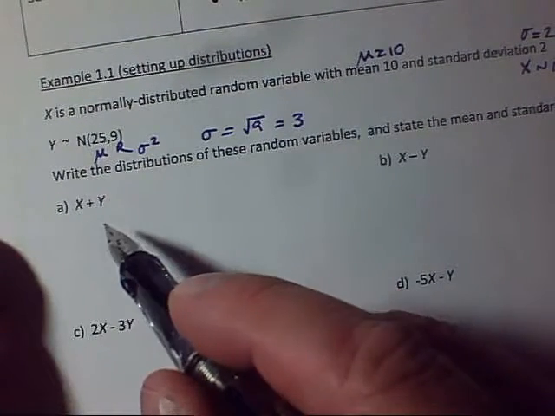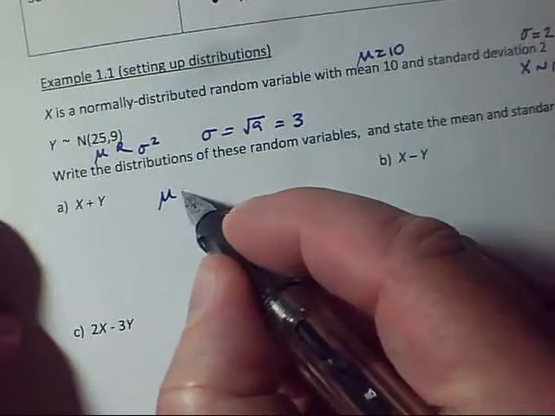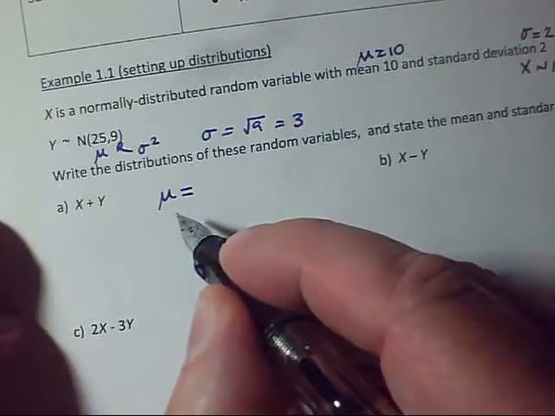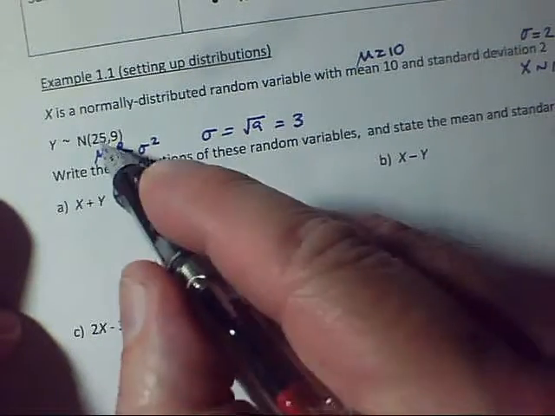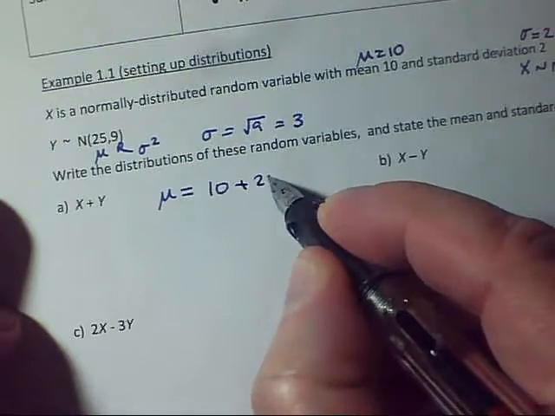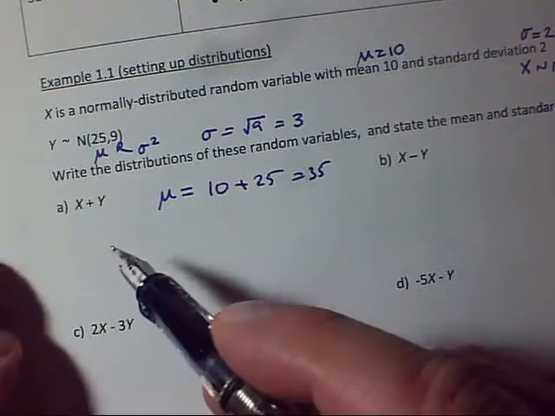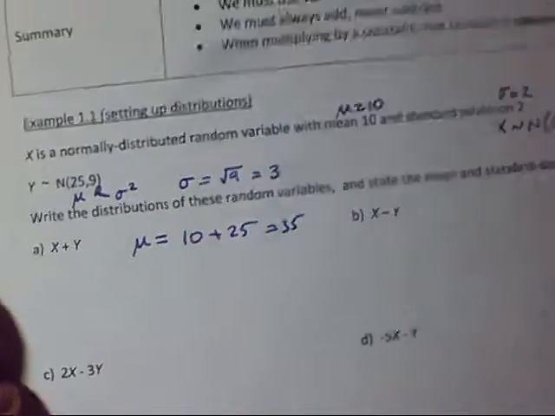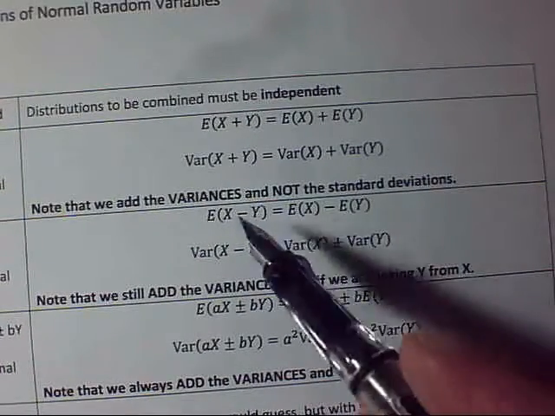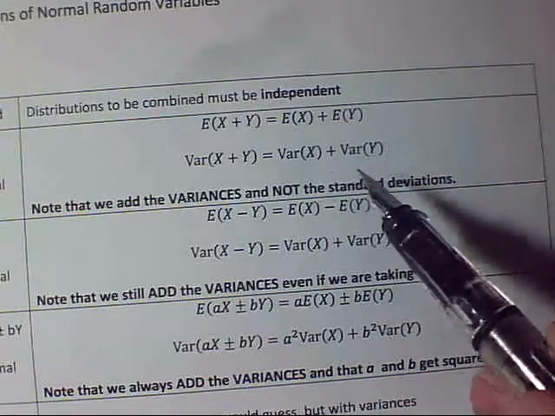So here I'm setting up x plus y. The new mean is going to be dead easy. The new mean is just going to be the mean for x plus the mean for y. So the mean for x was 10, and the mean for y was this 25. So my mean is going to be 35. Now the rule for adding two random variables works with variances, not with standard deviations. So it's the simplest rule at the top. I've added the means, that's the normal thing to do. The variance, I need to add the variance of x to the variance of y, not the standard deviations.